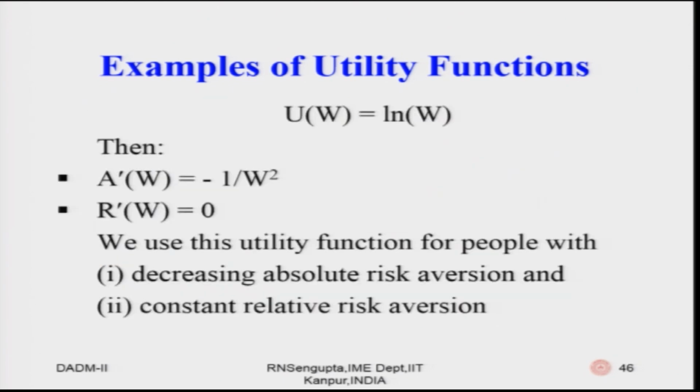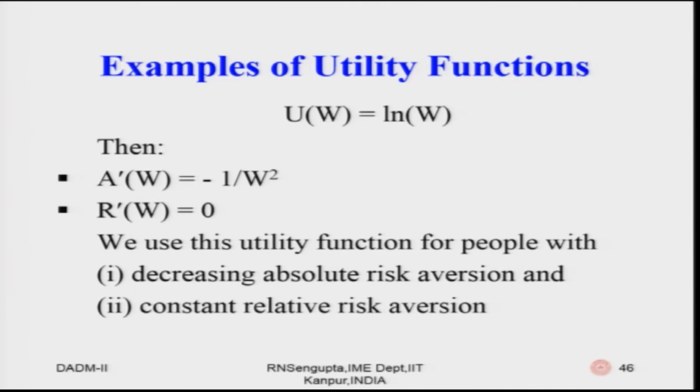Then let us go to the logarithmic utility function, which is ln of W. If you want to find out A and R, again the formulas you will use would be, for A, minus U double prime by U prime, and for R, it will be basically minus W into U double prime by U prime. Put those values accordingly, that means find out U prime and U double prime. For ln of W, U prime is 1 by W, and similarly the value of U double prime would be minus 1 by W square.